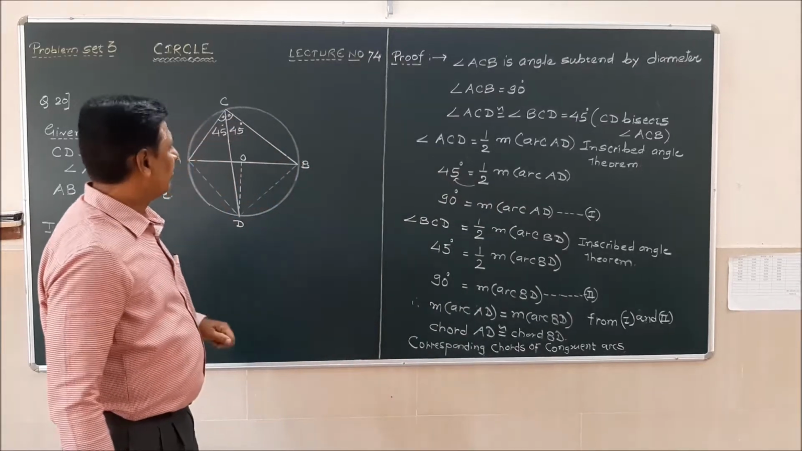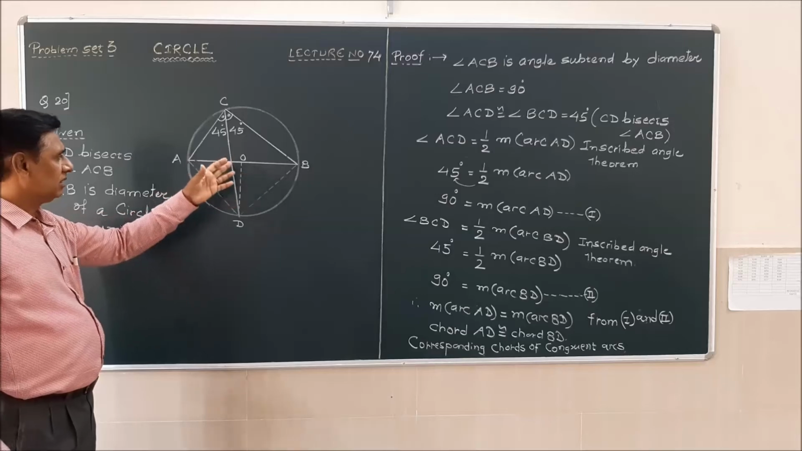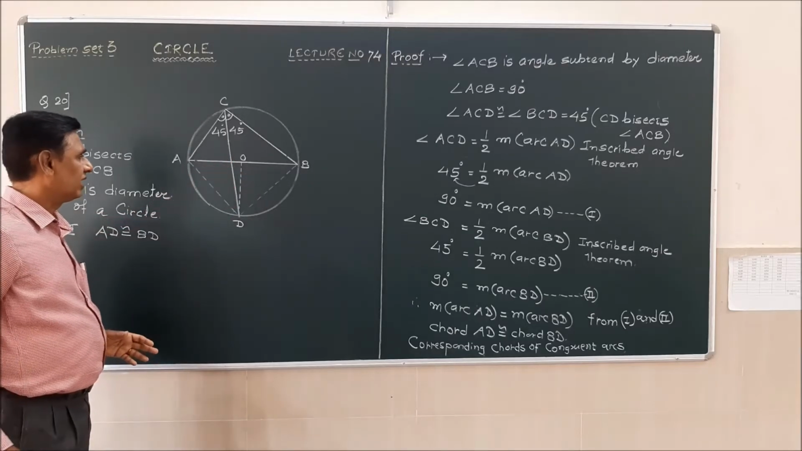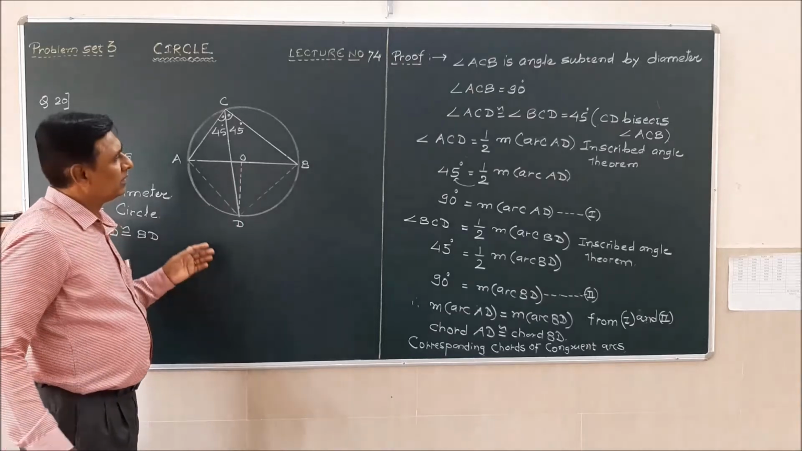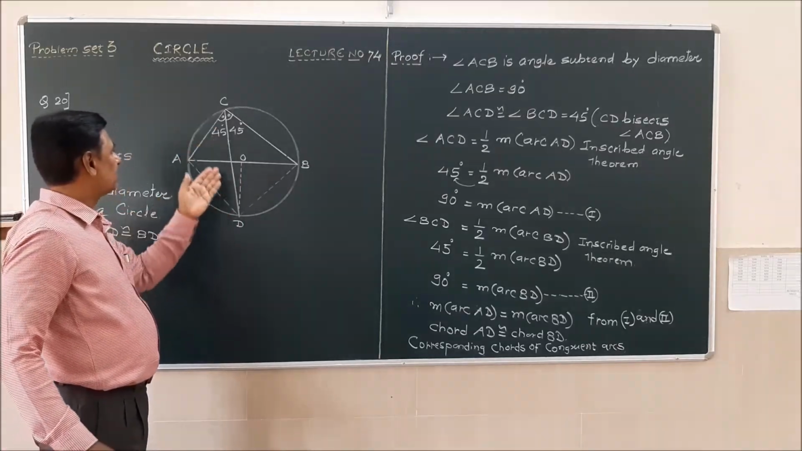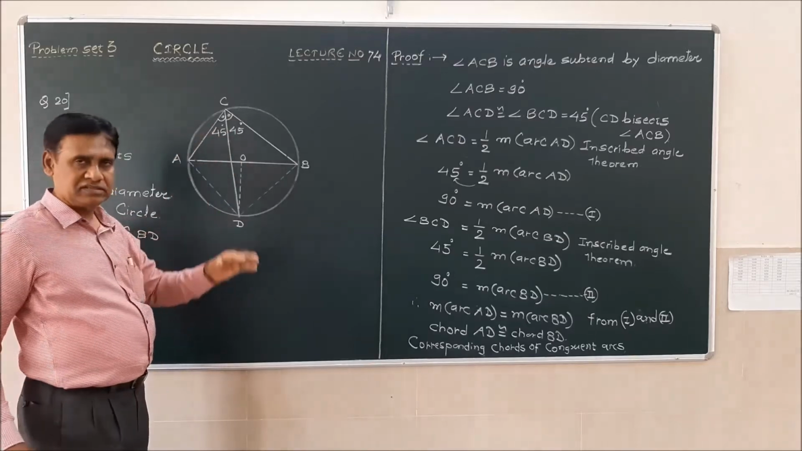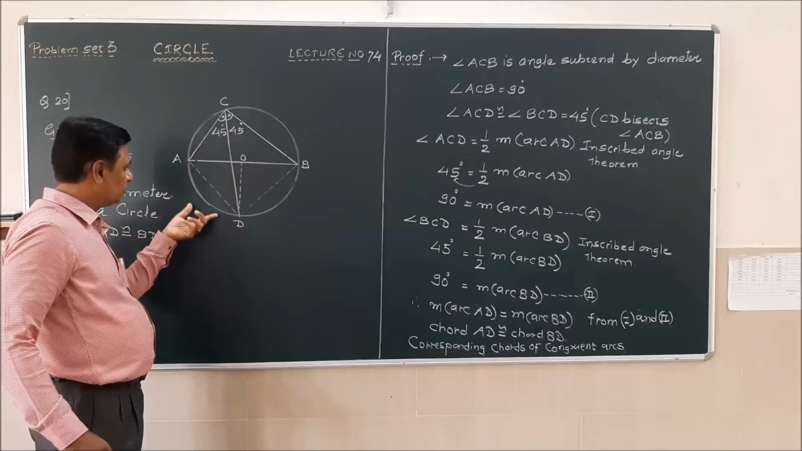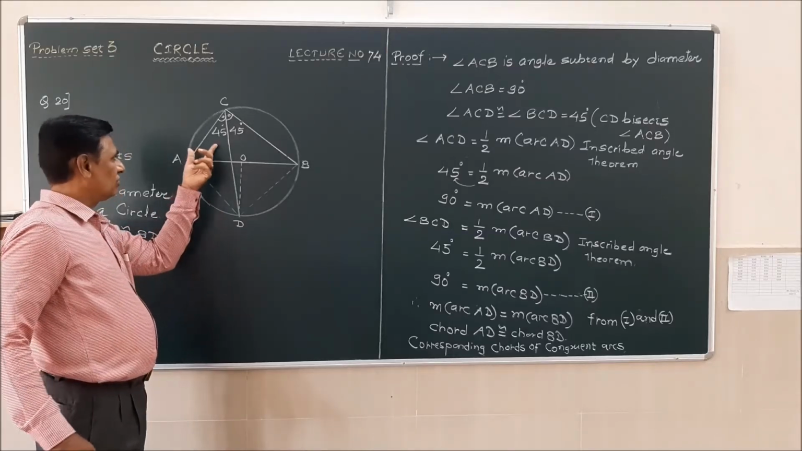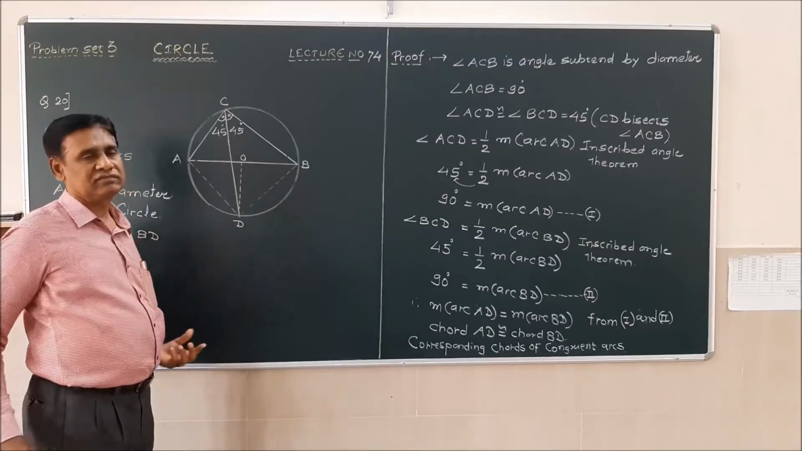So this is how you will find. Circle is given, diameter is AB, O is the center of the circle. Then bisecting angle ACB, which is 90, divided into parts as 45, 45 each. Arc AD is twice of 45, which is 90. Arc BD is also twice of that.